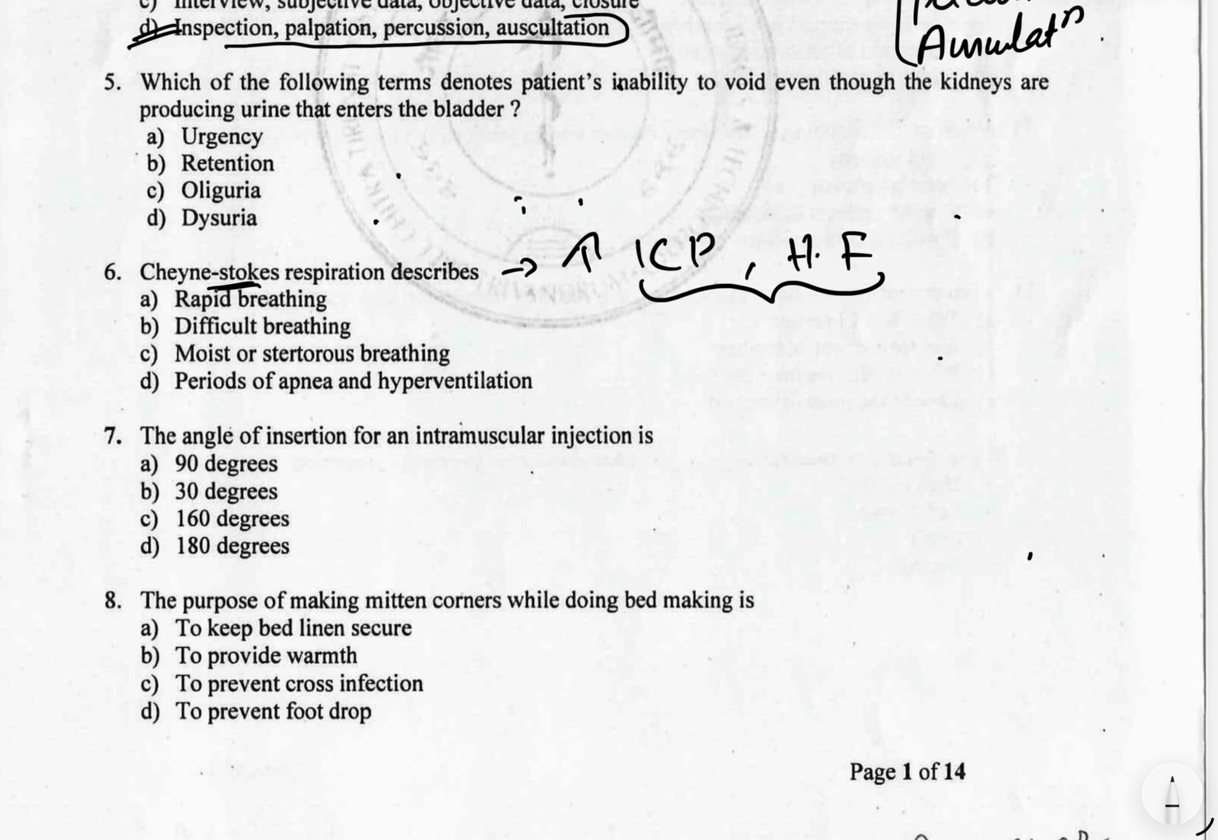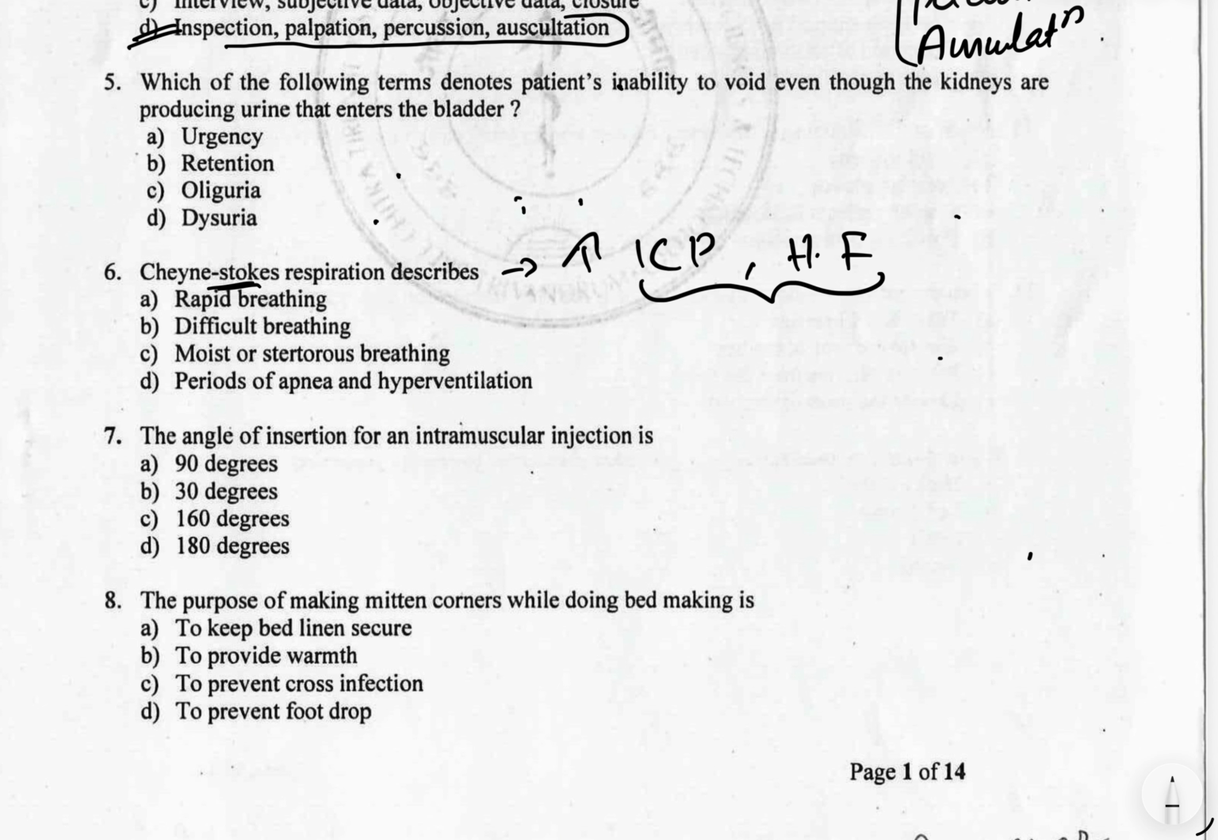Okay, here are some other types of respirations given. There is rapid respiration and difficult breathing. We all know what difficult breathing is. And then there is stertorous breathing. Stertorous breathing means the patient is having something stuck in the throat and the patient is having stridor.